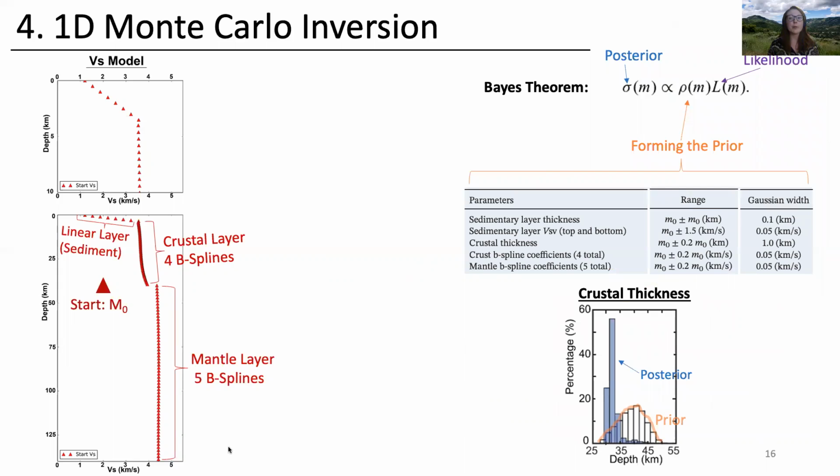Bayes' theorem relates the posterior distribution to the prior via the likelihood function. We define the prior for each model parameter based on a range and Gaussian width from our initial model parameters, with details in this table. To visualize this, we have an example of the distribution of the crustal thickness parameter for the prior, transparent and outlined in orange, and the posterior, which is shaded in blue.